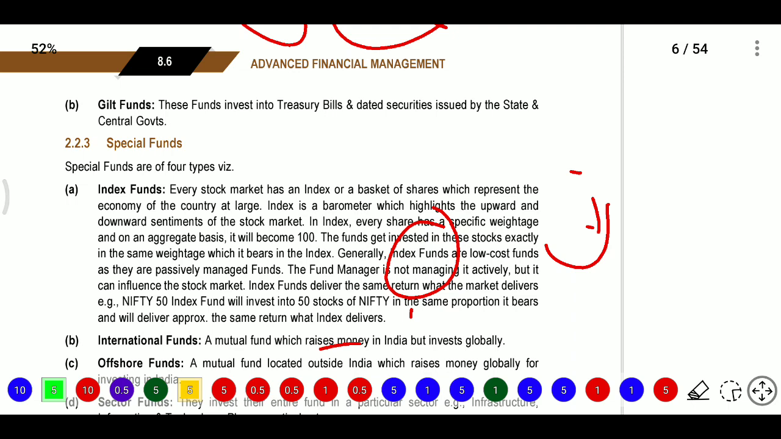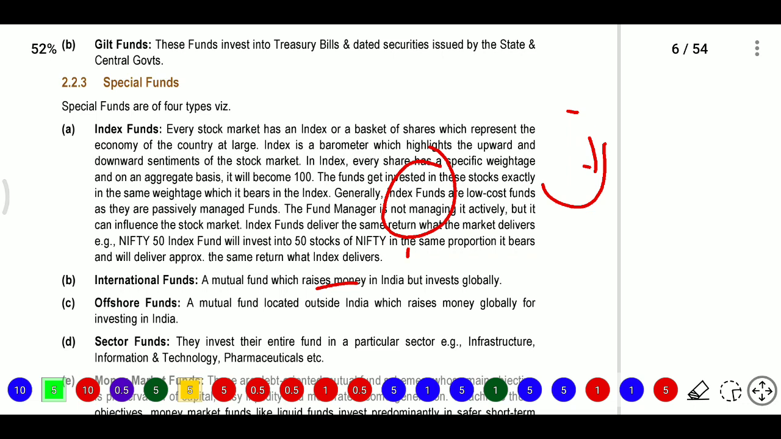After this equity and debt fund we discussed special funds. In special funds we are discussing majorly four types. One is index funds. Index funds means that out of the total companies, one company is there in an index, and we will invest in that index. It is like one basket where different items will be there. Similarly, different company shares will be there in that index, and we invest in that index.